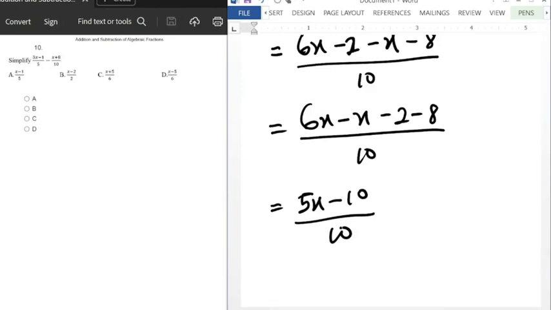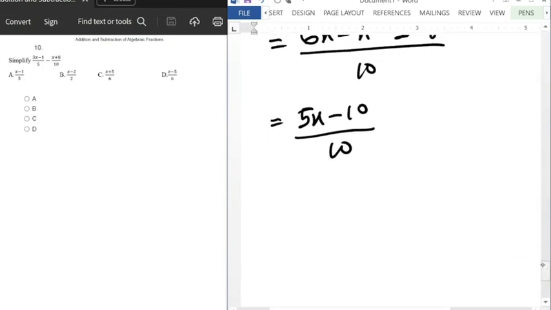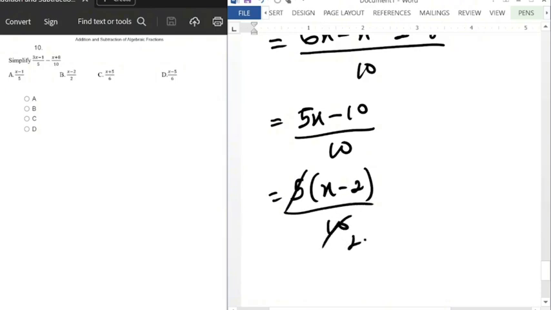So we now go back to it. Since you have done it correctly, you still need to solve it further. 5 can go into everything. Let's factorize 5. That will be x minus 2 all over 10. So 5 here 1, 5 here 2. So this will then equal x minus 2 all over 2. Do we have something like that? x minus 2 over 2, that is option B.